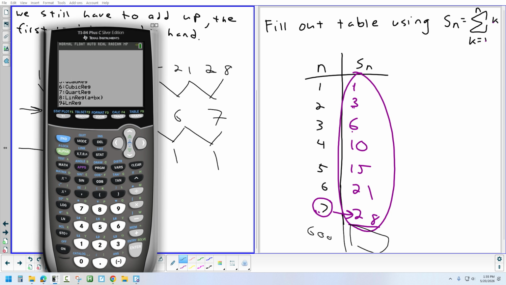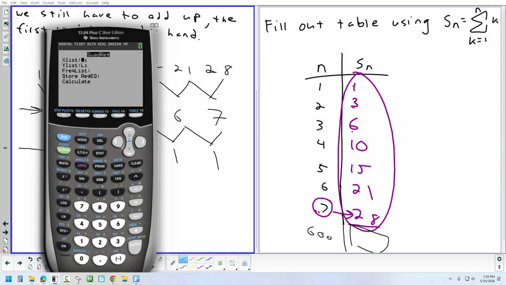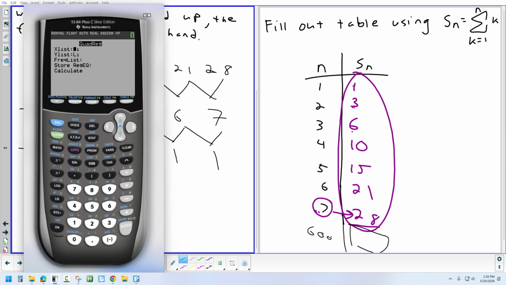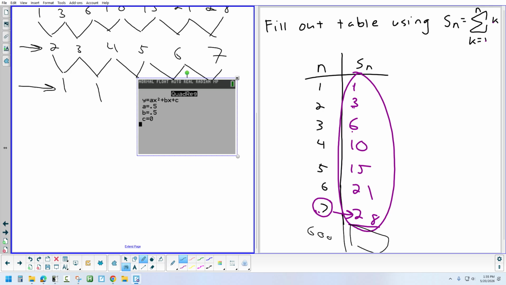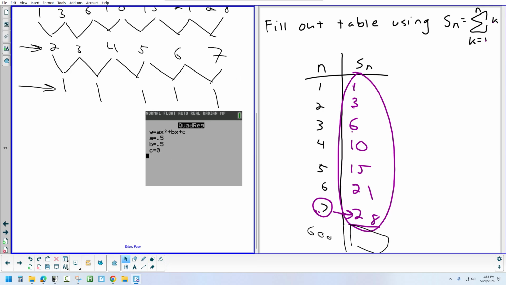So press 5. As long as you did it the way I did, where you put your x's in L1 and your y's in L2, you don't have to adjust anything on that screen. Go to calculate. And it gives us a formula. All right, so let's write that down.